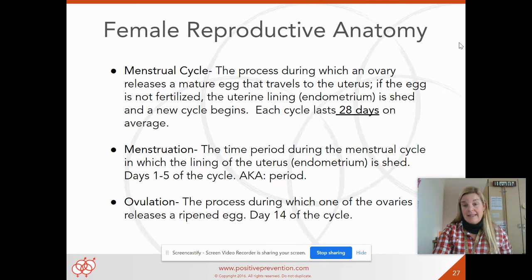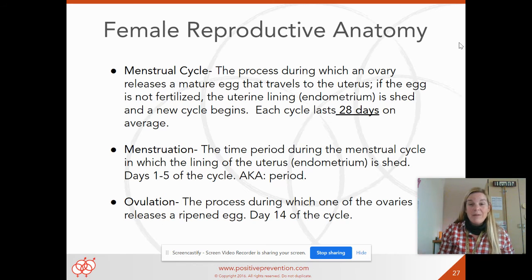Each cycle lasts 28 days on average. So every 28 days, this cycle starts over, approximately. Reality is some females might have a 25-day cycle or a 32-day cycle. But for the purpose of our class, we're going to assume that everybody's average and the cycle lasts 28 days.